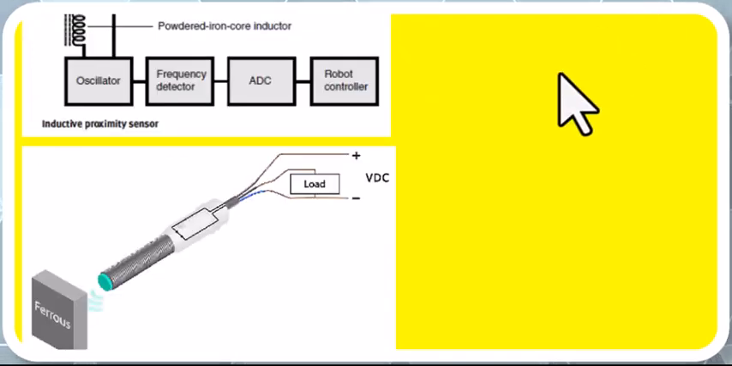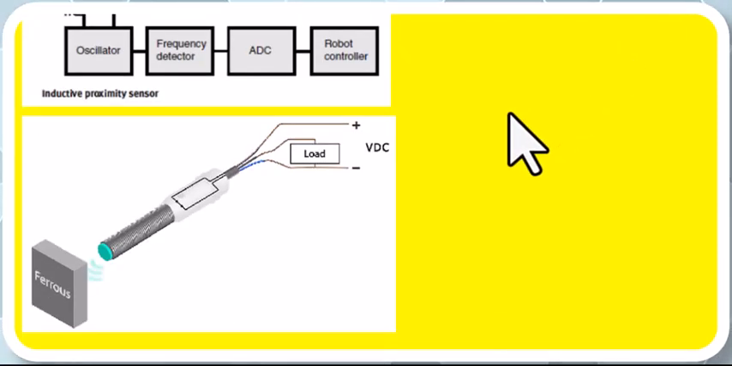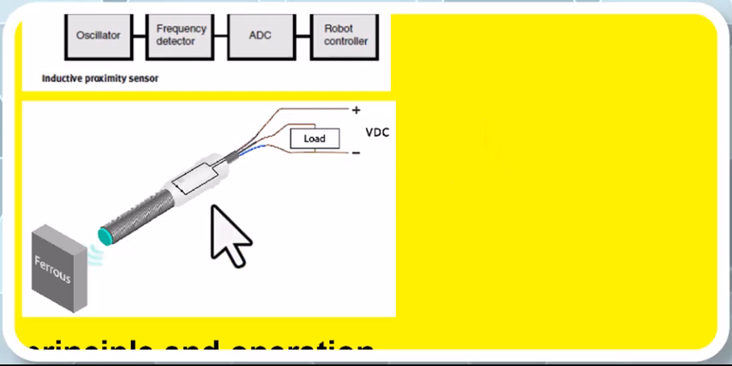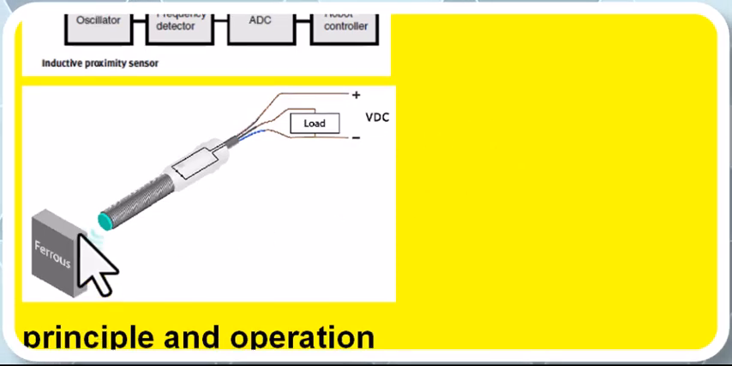The real-time inductive sensor is like this. This is the metal or ferrous metal to be detected, and this is the induction sensor, proximity sensor, and this is the load, and this is the supply given to the sensor.